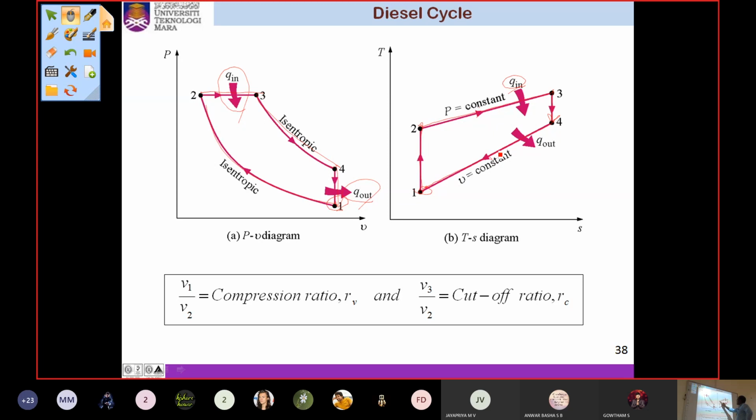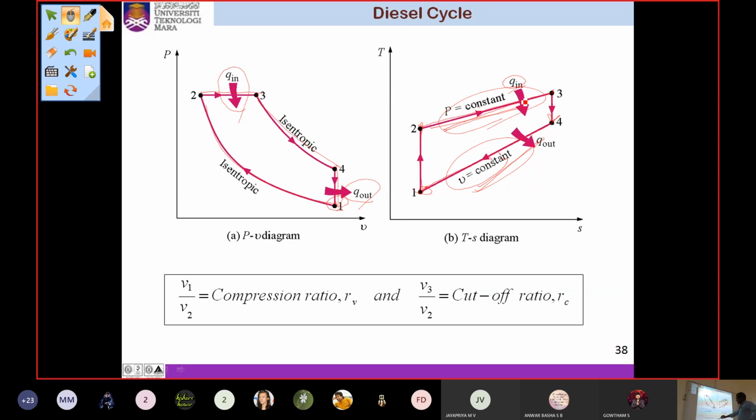Here we can compare the constant pressure process and the constant volume process. We can compare these two lines. So this constant volume line is steeper than the constant pressure line, very much steeper. Right. So this is the PV diagram and TS diagram of the diesel cycle.